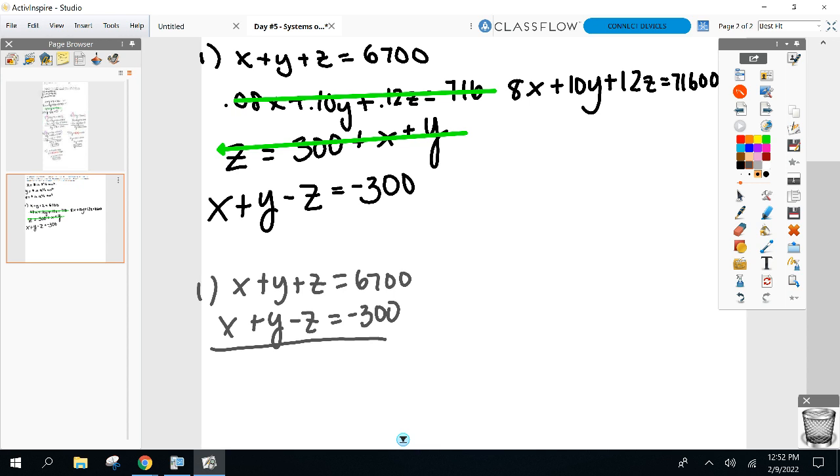All right, z's cancel. What are you left with? 2x plus 2y equals 6,400. Yeah. All right, 2 new equations. What do you want? First and second? All right, fine. We just got to eliminate z though. I don't care which equations you pick, but you got to eliminate z now.